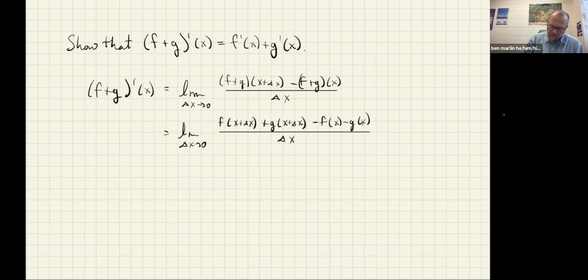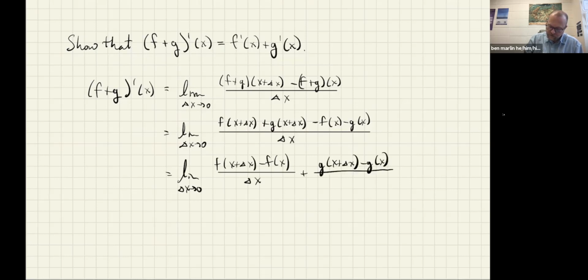So all that divided by delta x, if you rearrange it, then you've got f of x plus delta x minus f of x. And I'm going to break that out on its own. And g of x plus delta x minus g of x. Break that out on its own. And we should remember that those are our definitions for f prime and g prime.